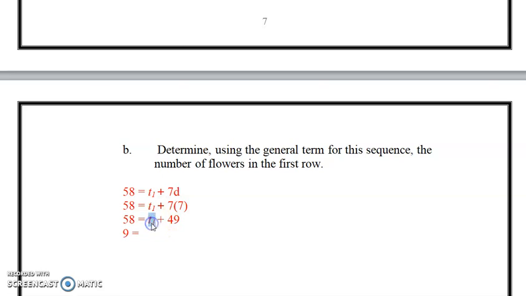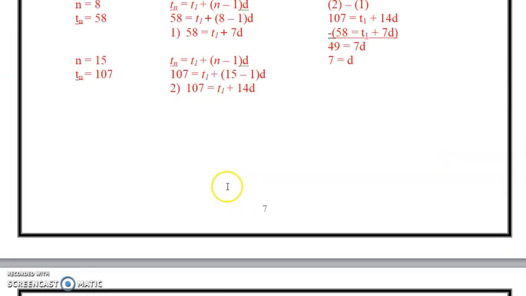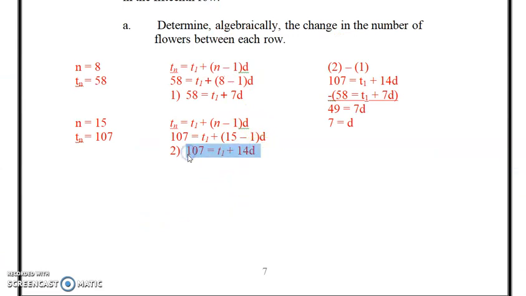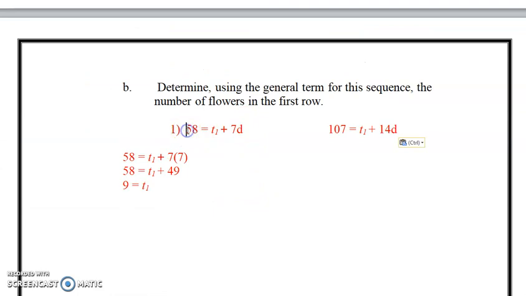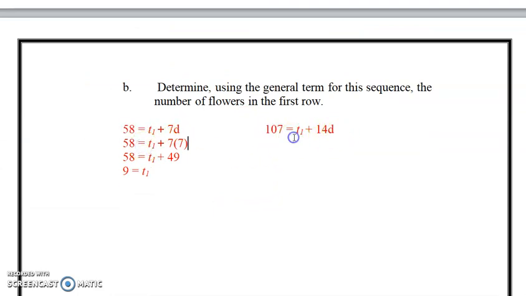So the first term in this arithmetic sequence is 9. That means there's 9 flowers in the first row. And again, I'll just verify that. I know you remember this from grade 10, but either equation would have yielded the same answer. And again, I'm just going to show you that that's the case.